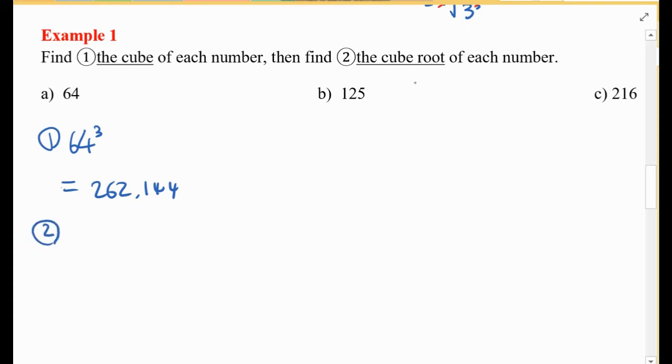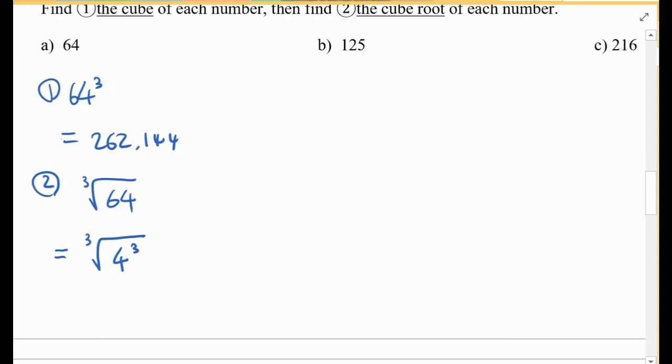And cube root of 64. Okay, everyone. 64 is the same as 4 cubed. So we can just fix 64 to 4 cubed. And let's cancel the cube root and the exponent 3. Then the answer becomes 4. So cube root of 64 is 4.